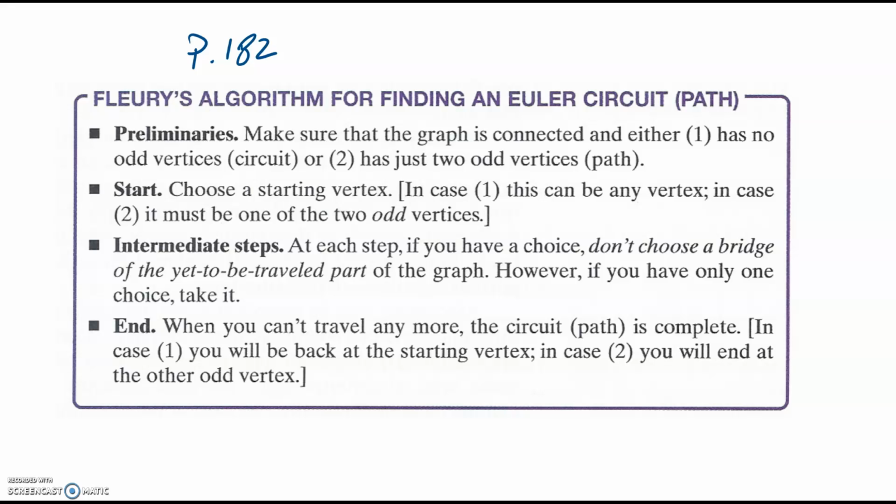Okay, and then at each step, if you have a choice, when you get to a vertex, if you have a choice for leaving, this is the important part. Do not choose a bridge of the yet to be traveled part of the graph. Okay, so we don't want to cross a bridge unless we have to. And then in the end, if you have a circuit, it's complete. And you'll be back at the starting vertex if you have a circuit. If you have a path, you should be ending at the other odd vertex.